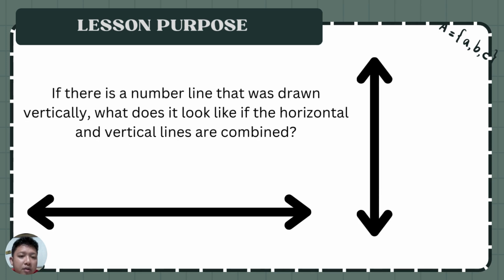For the lesson purpose, I have here a question. If there is a number line that was drawn vertically, what does it look like if the horizontal and vertical lines are combined? Most likely we can produce perpendicular lines, given that we have horizontal and vertical lines. So let's see.